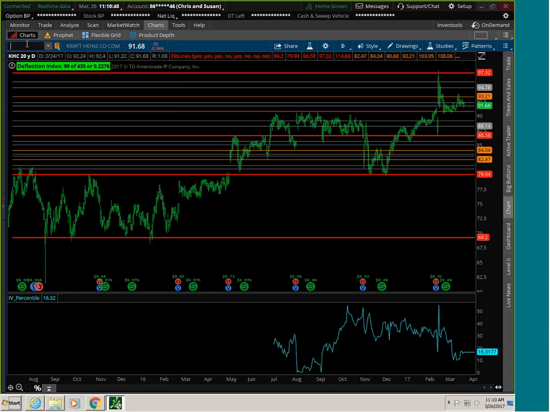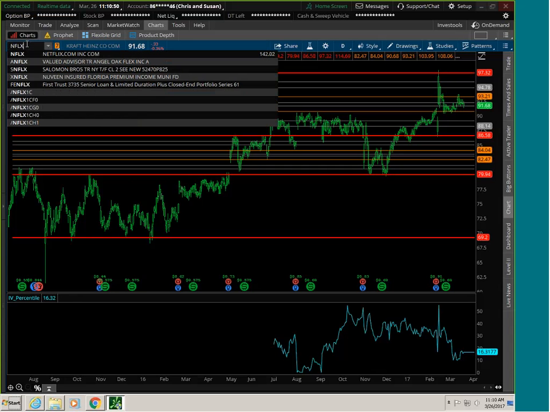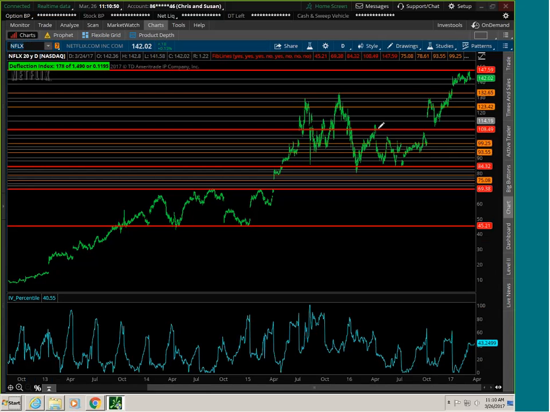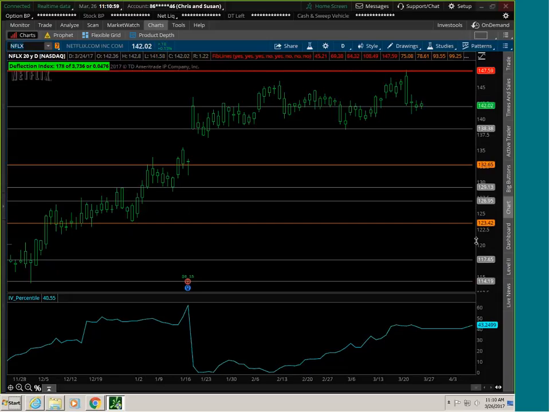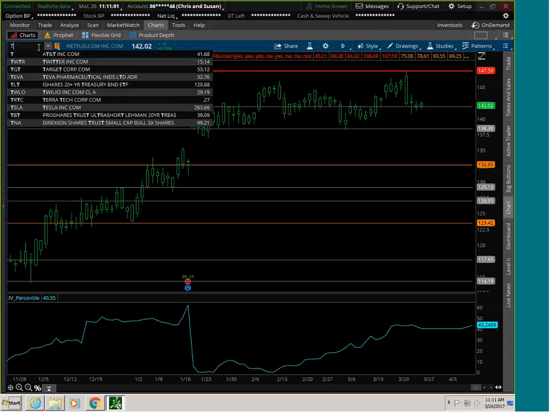Okay, Netflix, another big NASDAQ winner, right up against the 423% line here, almost a textbook bounce off of that. Perfect 3-bar bounce off the 423 line. What else? While we're in the category of textbook, take a look at Tesla.